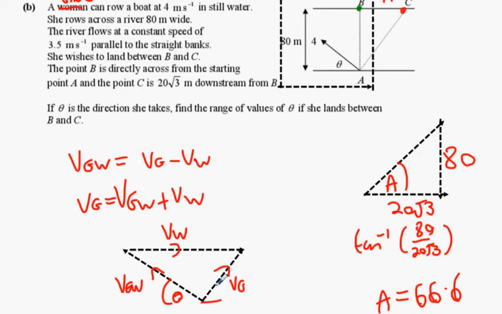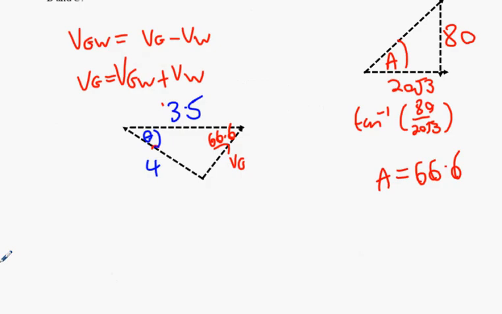What angle is this angle in here? 66.6, which is an alternate angle to 66.6 there. Where's the theta going to go, guys? The theta is an alternate angle to that one up there. What's the velocity of the water? 3.5. What's the velocity of the girl in water? The girl in water is 4. Do we have enough information to answer this question?